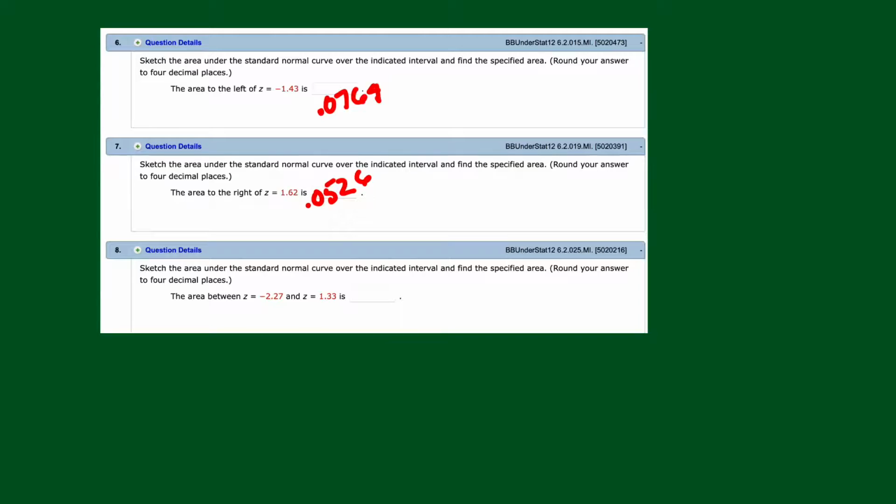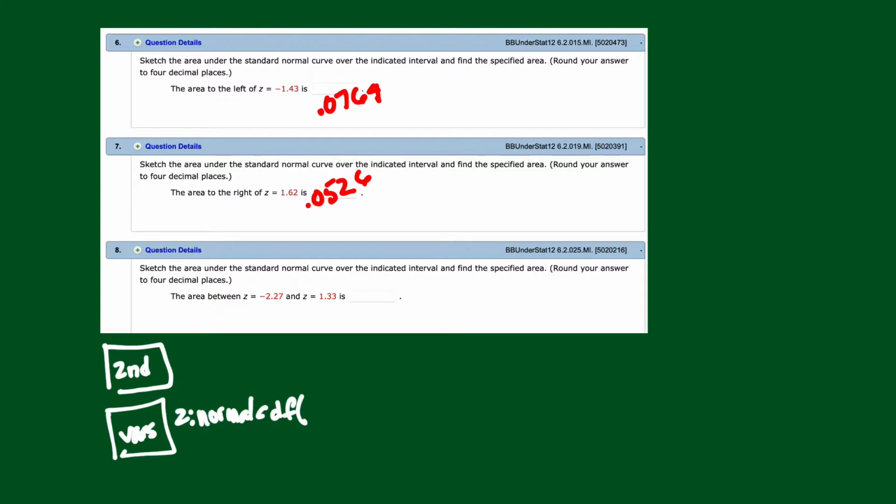Question number 8 says, let's do the same thing we did in 6 and 7, but now we have an interval, right? So we're going to take a look at this interval right here. We'll do it completely on the calculator. We probably remember how to do this. Second, VARS, and you're going to select number 2, normal CDF. It's hard to read with this thick font.